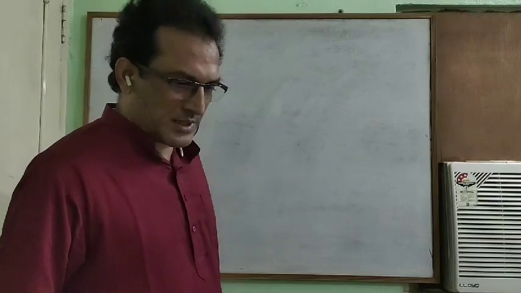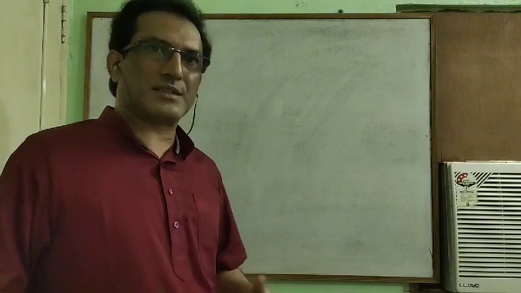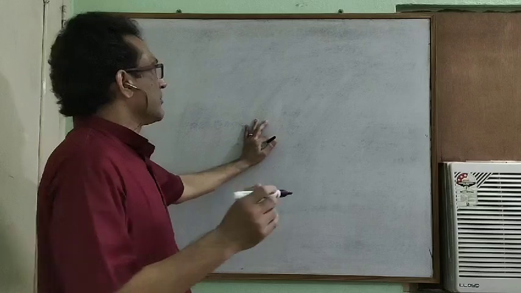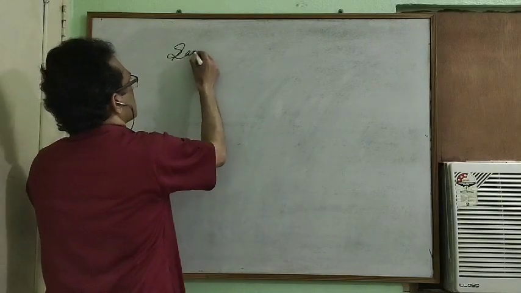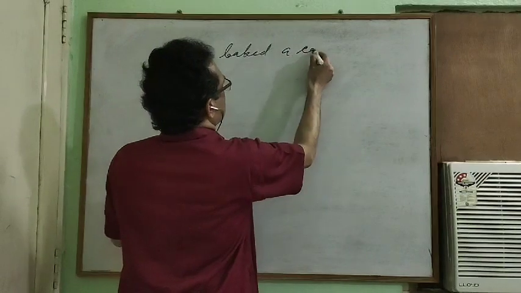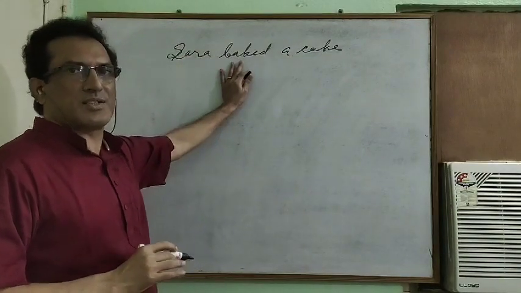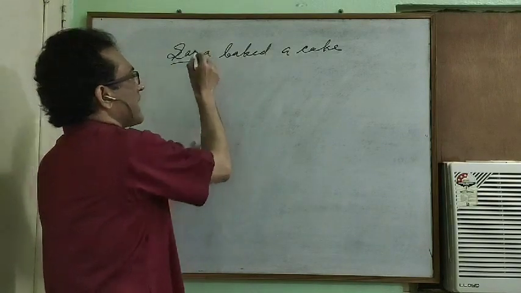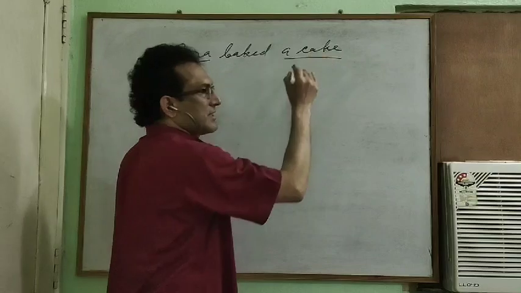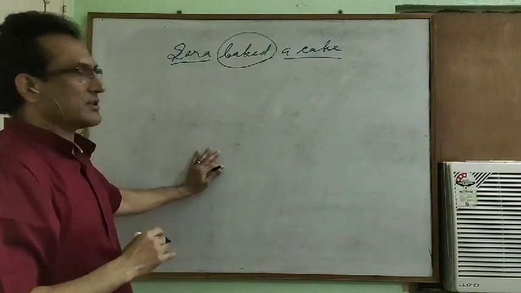So voice indicates whether the subject is the doer of the action or the receiver of the action. For example, Sarah baked a cake. So this is said to be the active voice. Why? Because the doer of the action is the subject and the receiver of the action is the object. So the verb is said to be in the active voice.